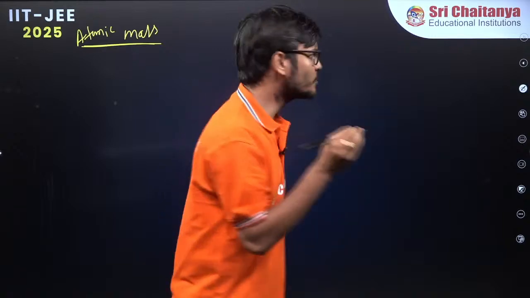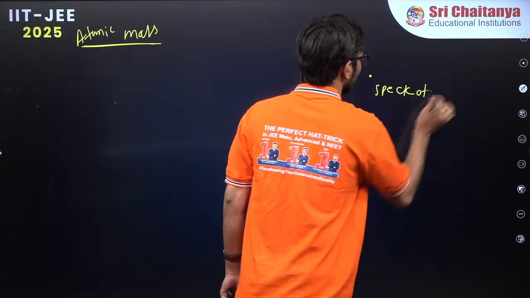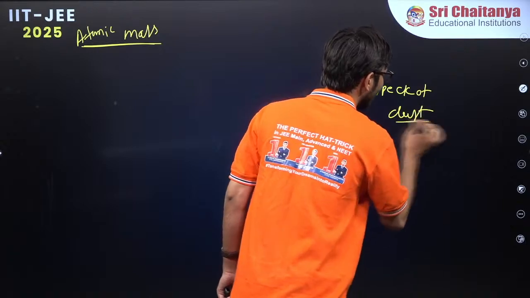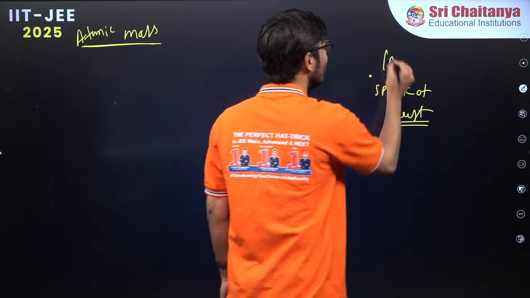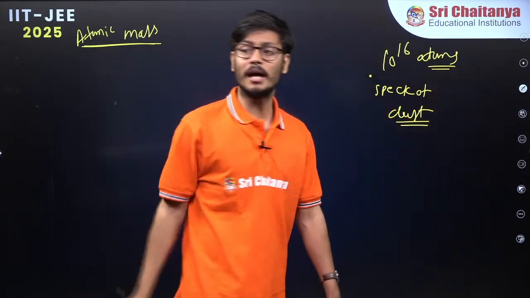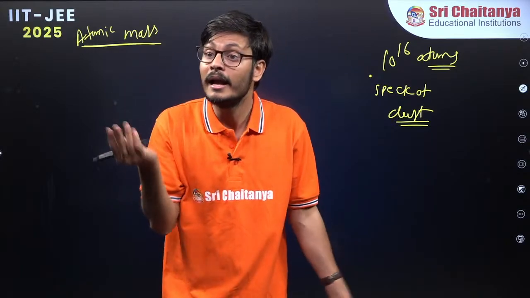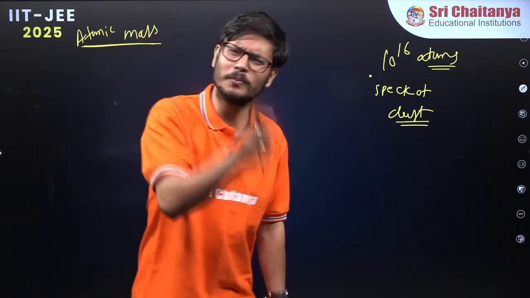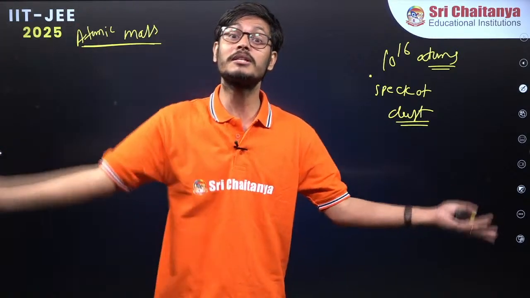If you take a small speck of dust, books suggest that it contains approximately 10 to the power 16 atoms. Oh my God. One speck of dust contains 10 to the power 16 atoms. One atom is so small that we can't even see it, and one speck contains 10 to the power 16 atoms.